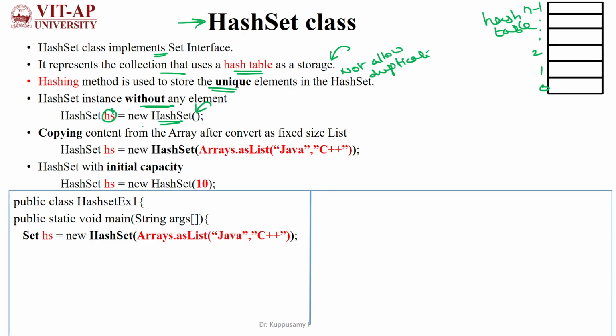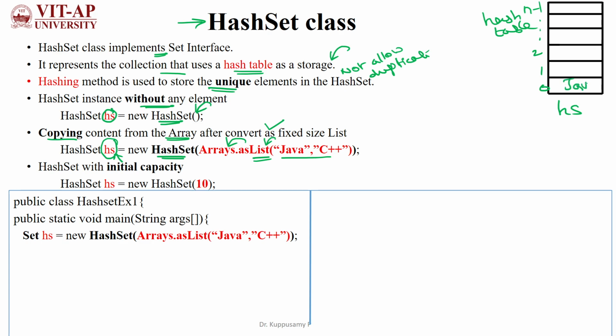HashSet is the class we are using to create the object. Another method is that we can copy the content from an array after transforming it into a fixed-size list and store it in the HashSet. That means the array of data is transformed into HashSet data. HashSet is the class receiving the data from the list, which is converted from the array. So the array has two data, and the two data are transformed into a list. Then this two data are going to be stored in the HS object. So the HS object is created here using the hash mechanism.